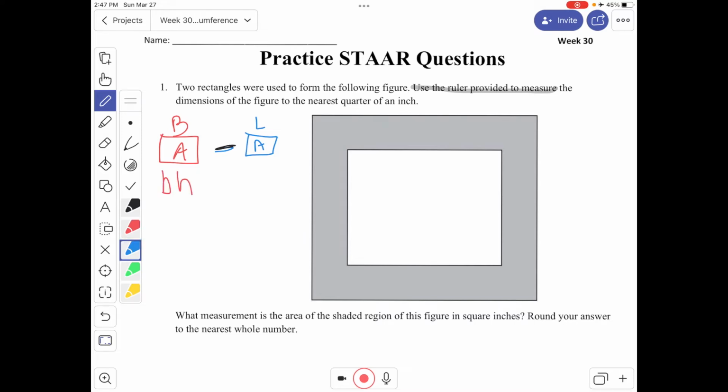So base times height of the big rectangle minus base times height of the little rectangle. And when you're measuring, you'll find that this is 1 3/4 or 1.75. And this one is 3 inches. And then you'll need to measure down here and down here.